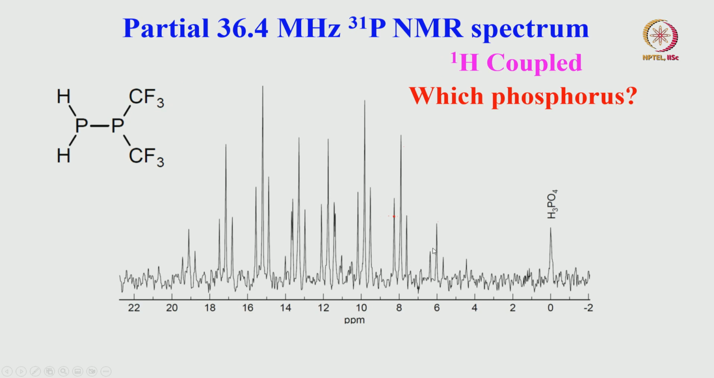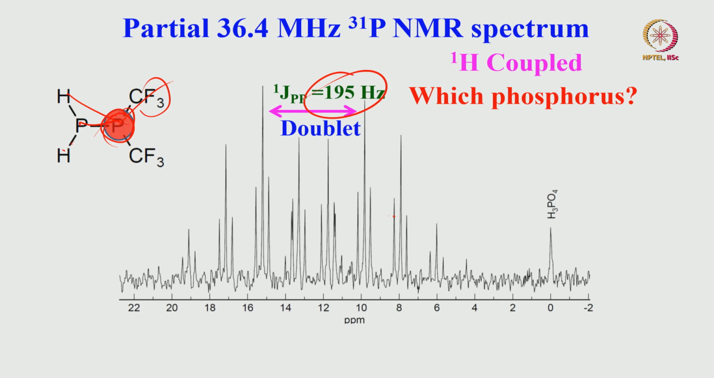Looking at the pattern, I would say this corresponds to this phosphorus, because for this phosphorus to have coupling to these 3 fluorine, 4 or 5 bonds away, to become a quartet is very weak, it is quite unlikely. That is my first guess. So I would say this is for this phosphorus, because this phosphorus can experience direct 1 bond coupling and 2 bond coupling and also 3 bond coupling, with all the 3 can be present here. So I would say this is this phosphorus, and the direct 1 bond PP coupling is quite large, approximately 195 hertz. It gives us a doublet.